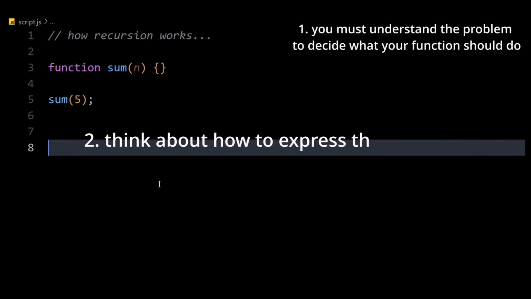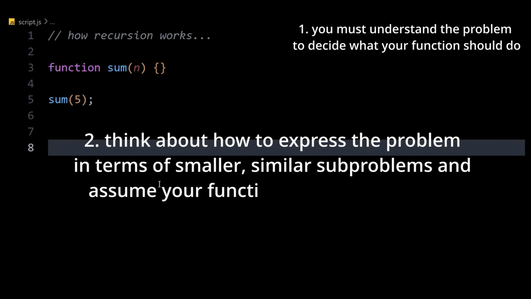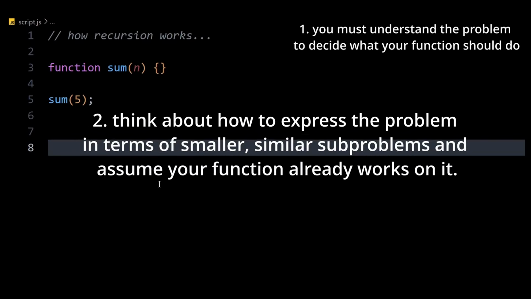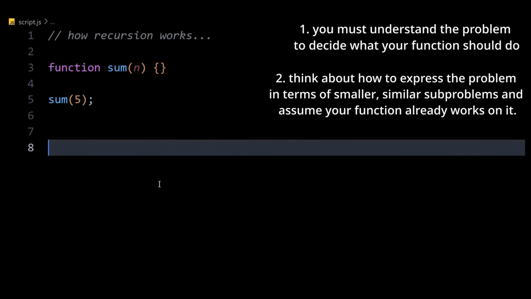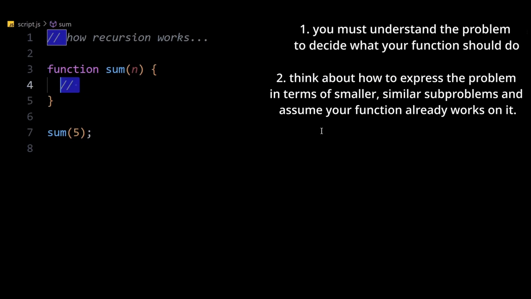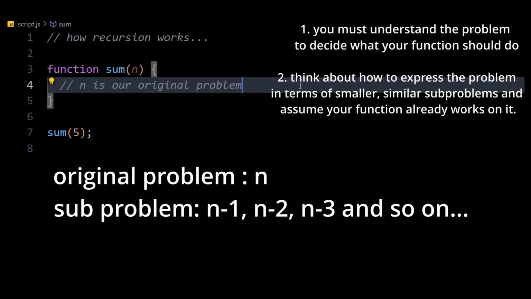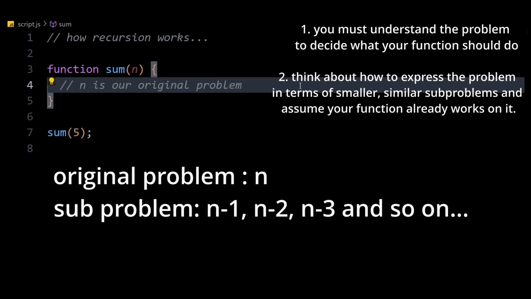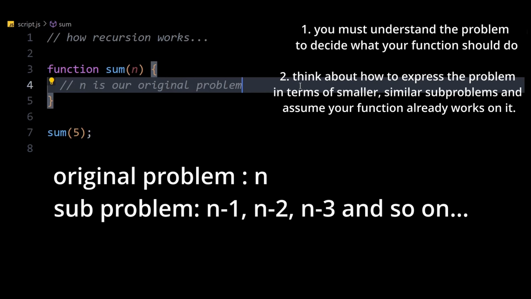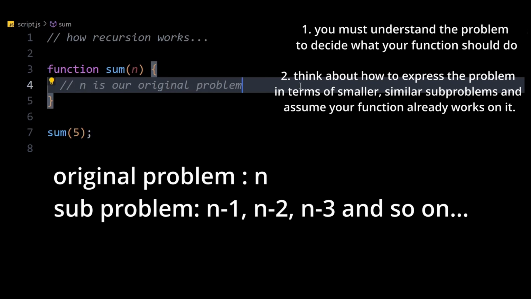Now the second step is, you need to think about how to express the problem in terms of smaller, similar subproblems and assume your function already works on it. This subproblem is going to be your recursive call. So our original problem is to sum all values from 1 to n. A subproblem in this case is to sum all numbers up to a value smaller than n. So sum of n-1, n-2, n-3, these are subproblems for solving sum of n. Now we need to select the appropriate subproblem in order to solve the problem easily.